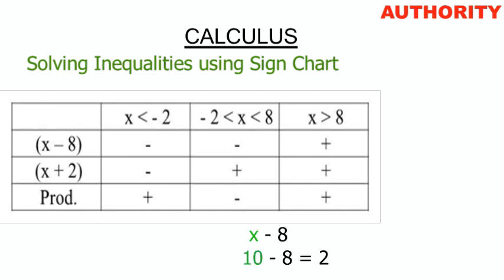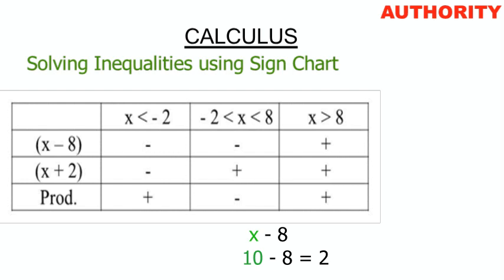Now let's go. Let's take the last range, which is x greater than 8. Any number greater than 8, okay? That is from 9, 10 upwards. So we can pick any number. Let's just pick 10, okay? Now we have 10 minus 8. It will give you positive 2, okay? Then we'll have positive.